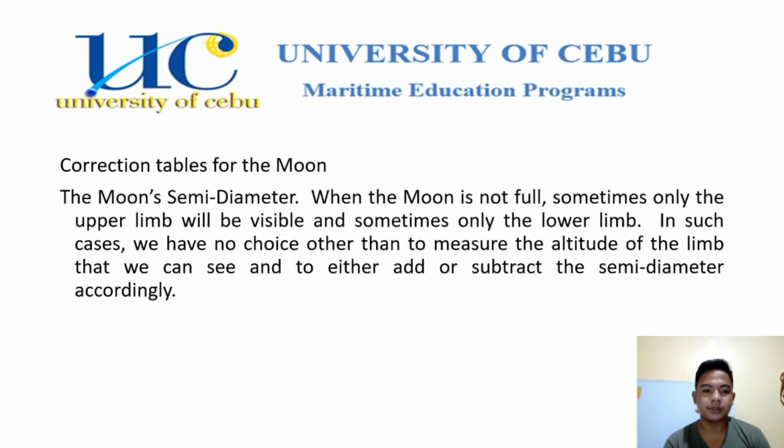Correction tables for the moon. The moon's semi-diameter: when the moon is not full, sometimes only the upper limb will be visible and sometimes only the lower limb. In such cases, we have no choice other than to measure the altitude of the limb that we can see and to either add or subtract the semi-diameter accordingly.